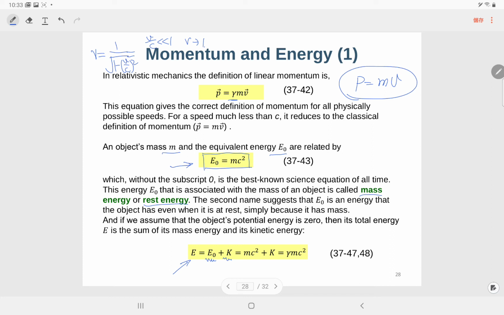But the kinetic energy in classical mechanics is 1/2 mv squared, or in the next chapter, we may use p squared over 2m. But for special relativity, the K should be gamma minus 1 mc squared. Oh, this is K. Pretty strange.